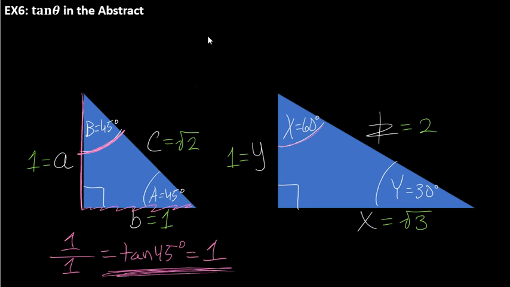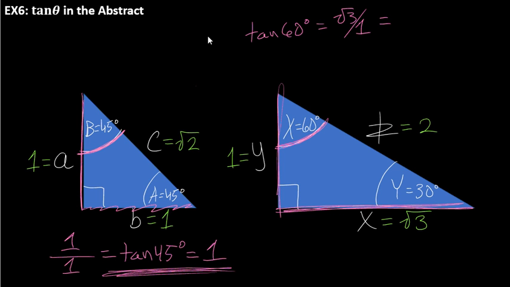Okay, so what about the tangent of a 60-degree angle? Well, again, you have opposite over adjacent. So that's going to be square root of 3 over 1, which is, of course, just the square root of 3. So tangent of 60 is simply square root of 3.